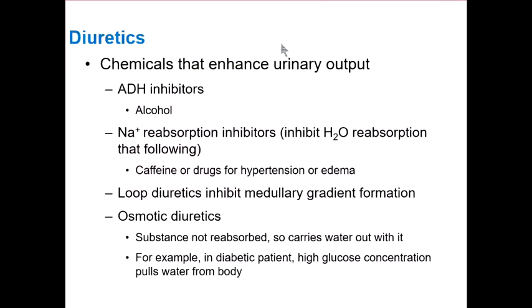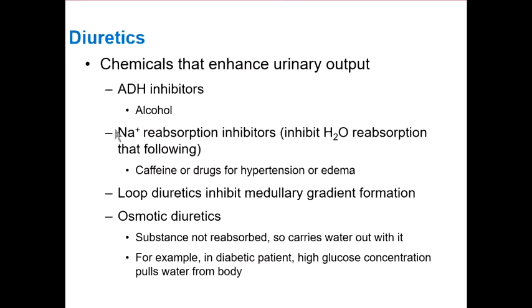So chemicals can affect urinary output. Some that we call diuretics will enhance urinary output. Diuretics cause more urine. ADH inhibitors, like alcohol, if we are inhibiting ADH, we're inhibiting reabsorption. Without reabsorption, we're going to have more fluid in our urine, which is what a diuretic is. There's also sodium reabsorption inhibitors, like caffeine. Some drugs for high blood pressure or edema are sodium ion inhibitors. And since we're inhibiting the reabsorption of sodium, they also inhibit indirectly the reabsorption of water, because remember, water follows solute.